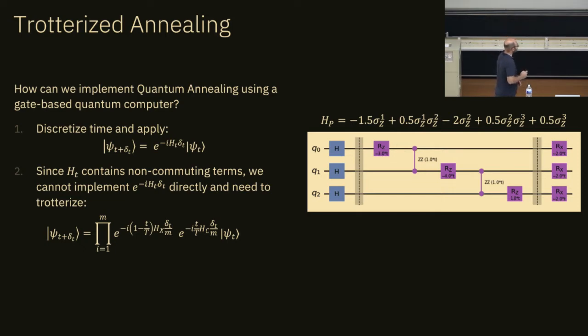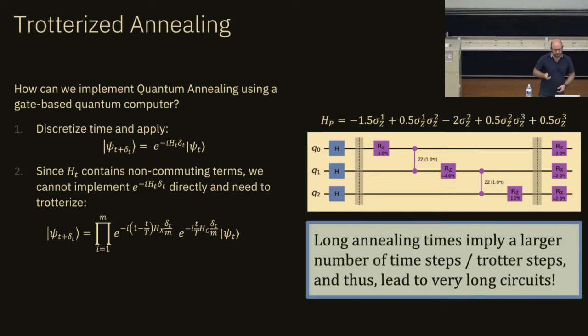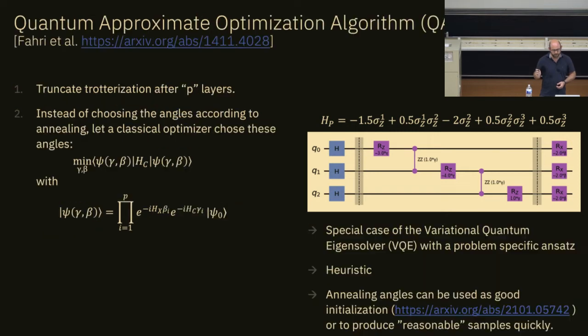All right, now, so it leads to very, very long circuits. Now, how can you work around that? One very common approach is the so-called quantum approximate optimization algorithm, or QAOA.